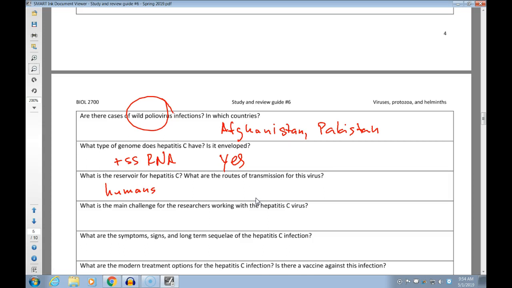Okay, routes for transmission. I want you to know the main routes. Like, we're not talking exotic. Blood. Accidental needle sticks, sharing needles, so on and so forth. Main challenge for researchers. That I want you to know. So main challenge for researchers that work with Hep C. No animal model. Okay. No convenient cell culture model.